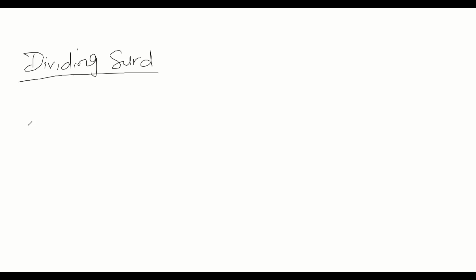Hello, in the last session we did multiplying surds. In this session we're going to look at dividing surds. I'm going to show you a typical example of dividing surds. So if we have root A over root B, that gives us root A divided by B, all under one root.